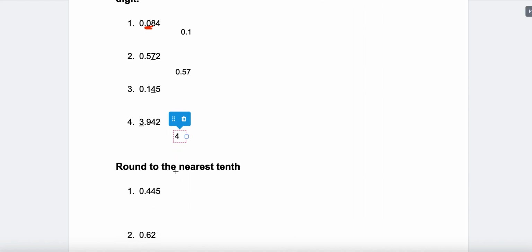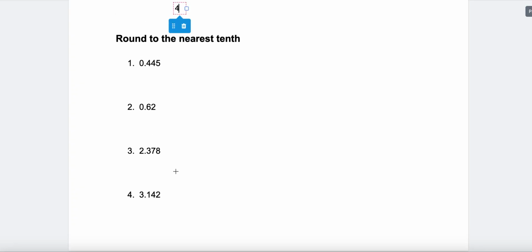So, round to the nearest tenth. The tenth is the very first digit after the decimal. So this one will be 0.4 because the digit after 4 is less than 5. This one, I'll give you 20 seconds to try. This one will be 0.6.